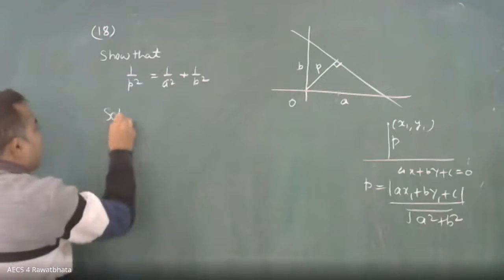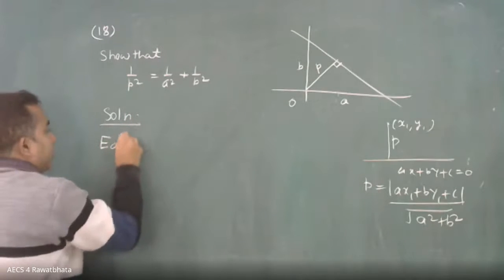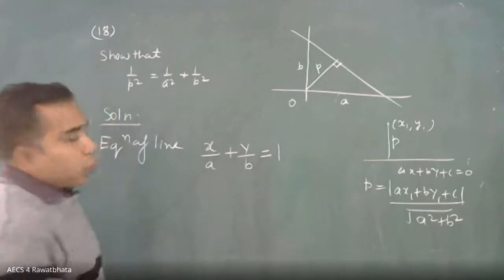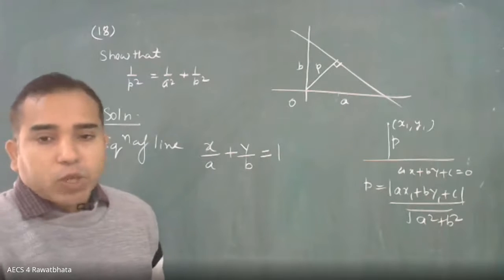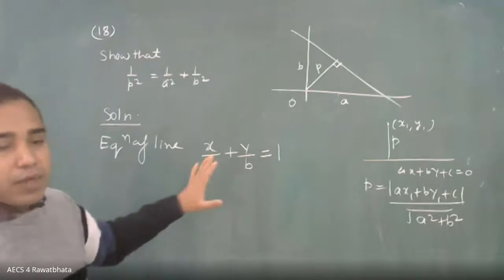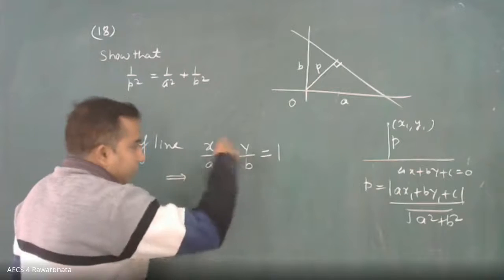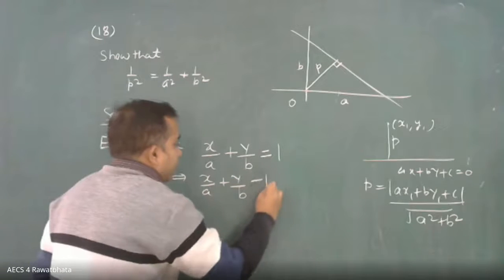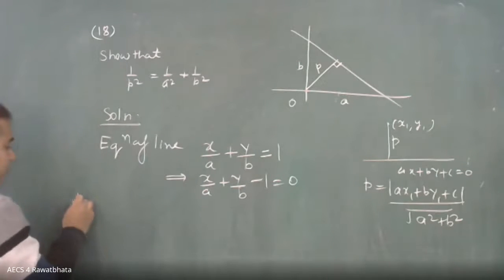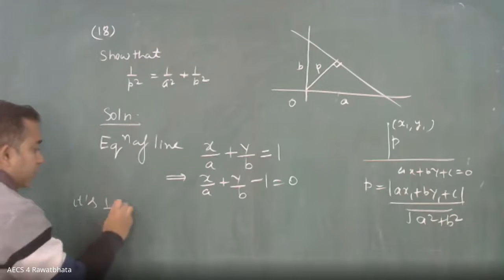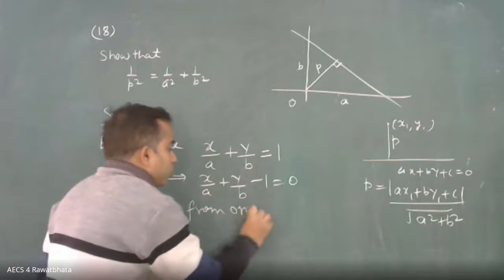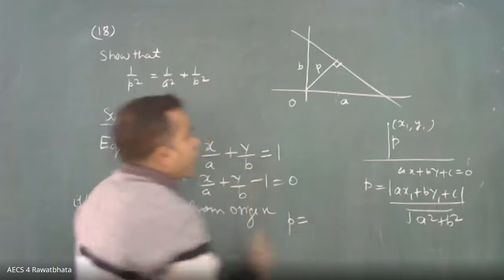So let us write first of all the equation of line. What should be the equation of line? Sir, intercept form, x upon a plus y upon b equal to 1. Yes, this is a standard intercept form. Equation of a line which makes intercepts A and B units on x-axis and y-axis is this. I have written the equation of line. Now, if you want, you can take this constant on the left side, because in this formula, this is on the left side. So x upon a plus y upon b minus 1 equal to 0. Now, its perpendicular length from origin, P is equal to, and use this formula.